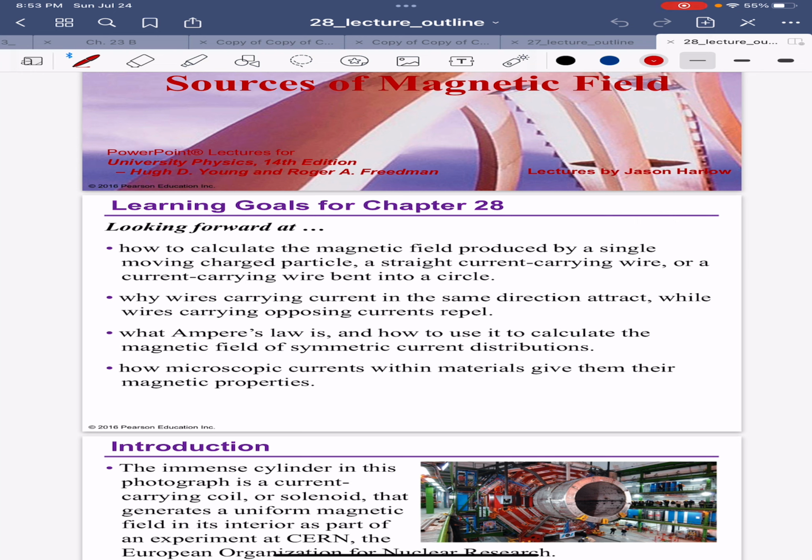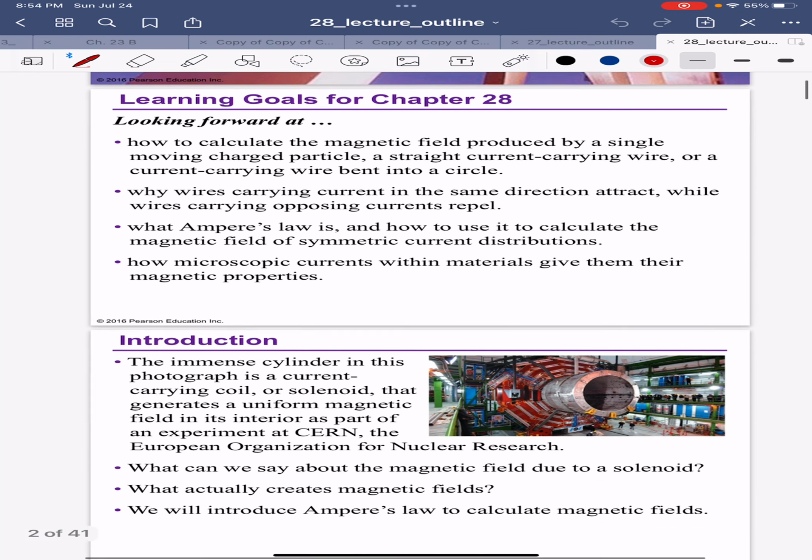Why wires carrying current in the same direction attract, and when they are in opposite directions, they repel each other. And also we are going to study Ampere's law and how to use it to calculate the magnetic field for currents that have symmetrical distribution, and how microscopic currents within materials give them their magnetic properties.